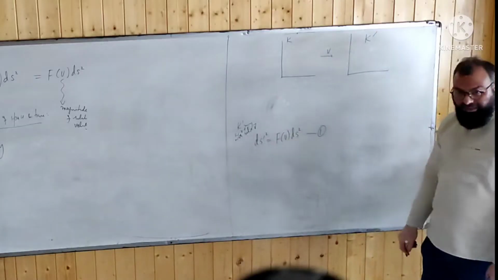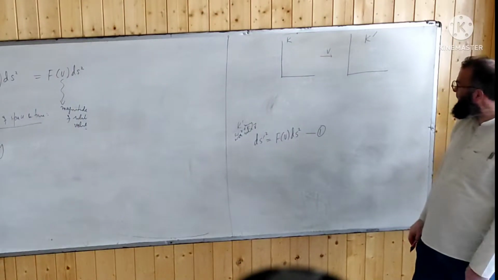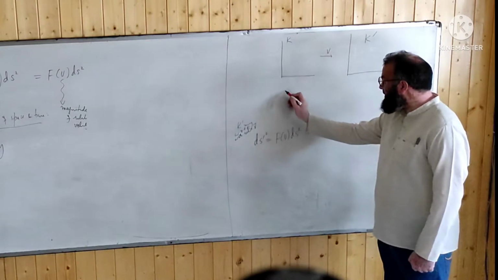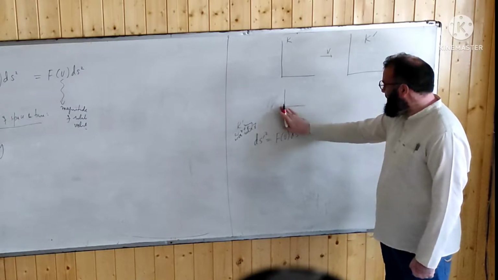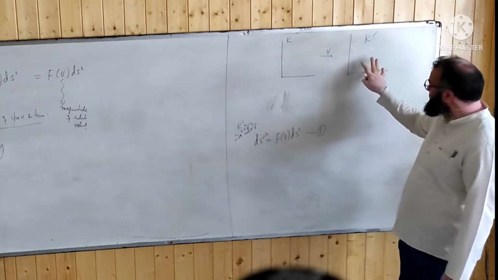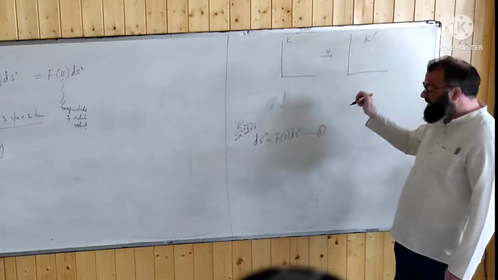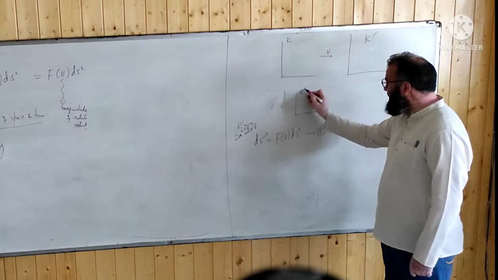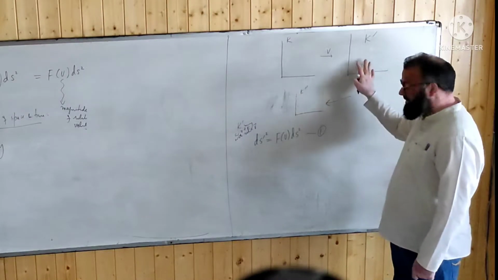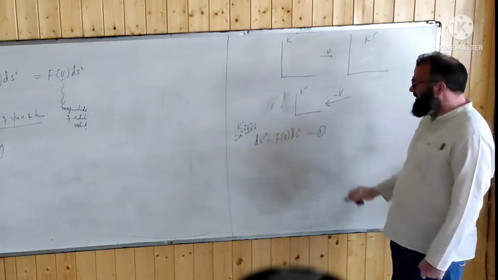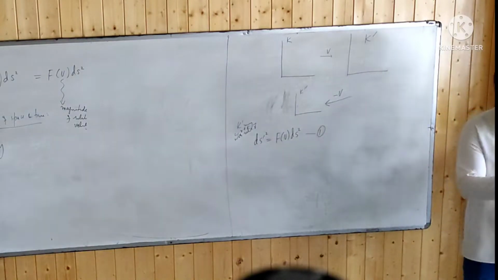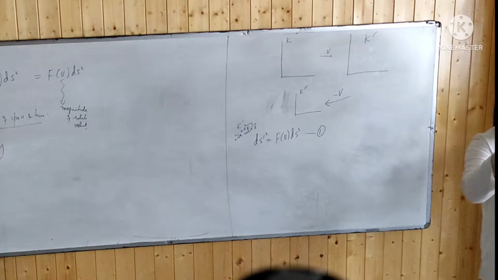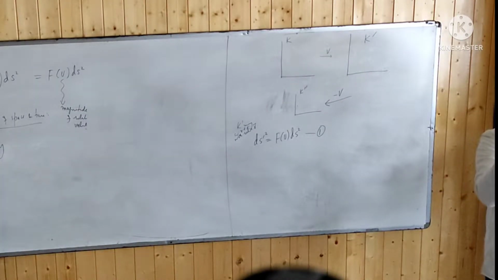Now let's assume another frame of reference which moves with respect to this K prime with a minus velocity. So this is a K double prime frame. It moves with respect to K prime with velocity minus v. So you take this K prime frame, it moves with velocity v, and now you have another frame which moves in the backward direction, simply.